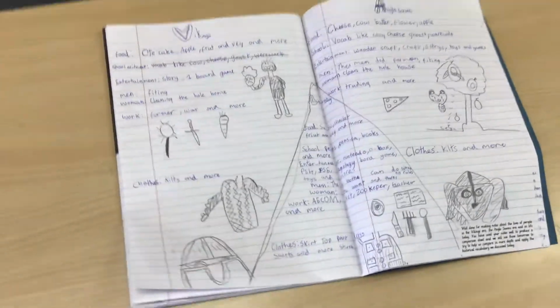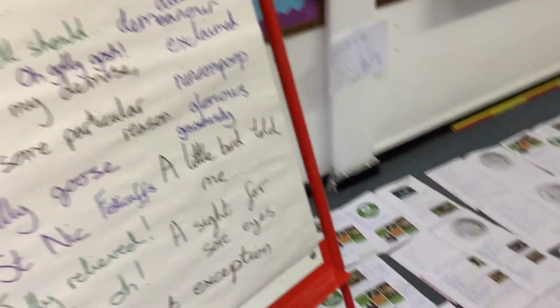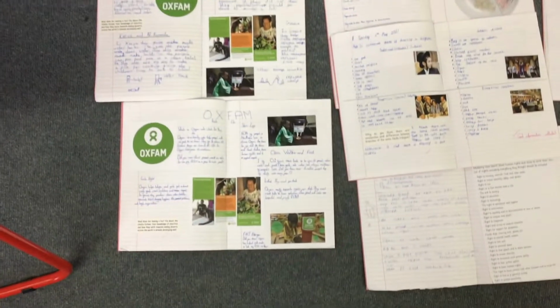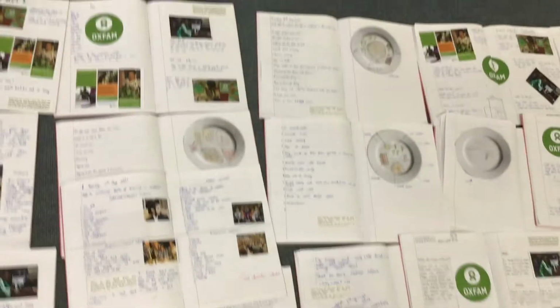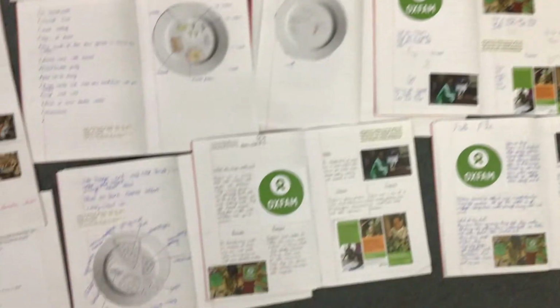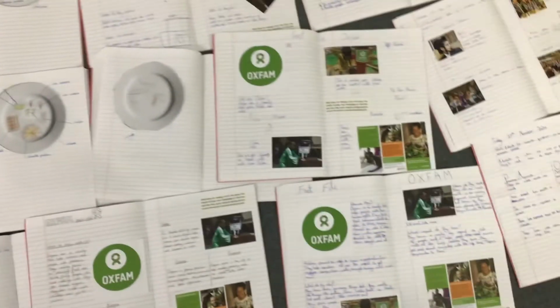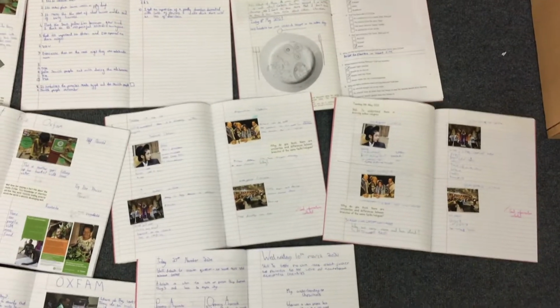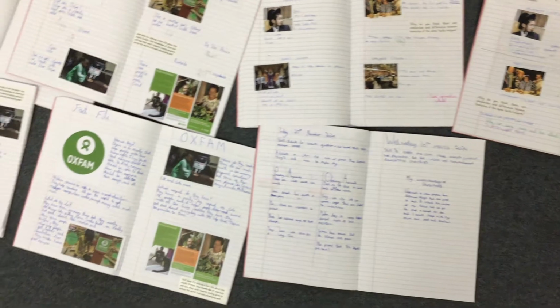And then if we come to the carpet over here, we have some of our RE work. So we've been doing some justice and fairness in RE, and we've also been doing some work on Judaism. So we've got some plates there, which is food celebrating the Jewish festival. We've got some Oxfam fact files. And we've got some looking at different branches of Christianity and Judaism there as well.